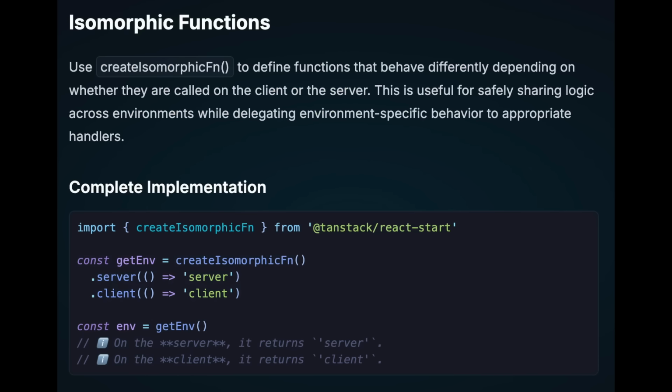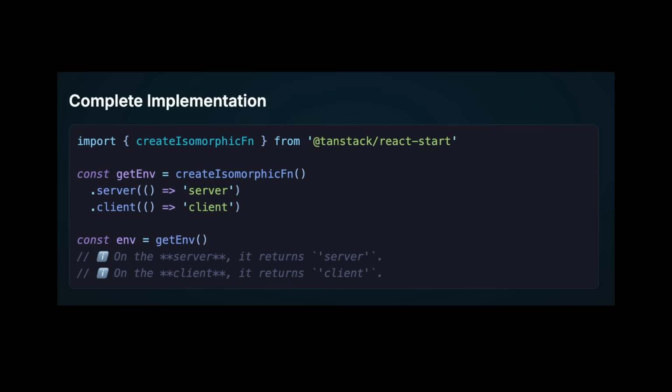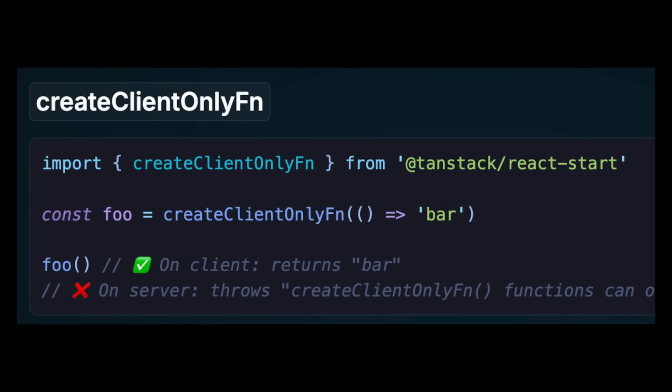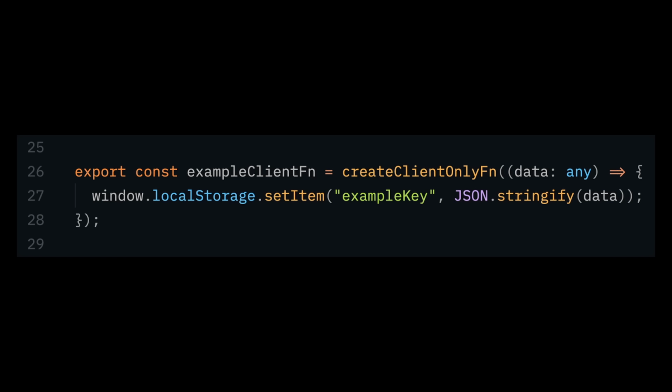TanStack Start also offers other types of managed functions, like createIsomorphicFn. This function allows you to define specific logic that is run on the server that differs from logic that is run on the browser or the client. There are server-only functions that will error out if the code is attempted to be run on the browser. And there are also client-only functions that will error out if attempted to be run on the server. This is really useful if you want to define logic that accesses the browser API.